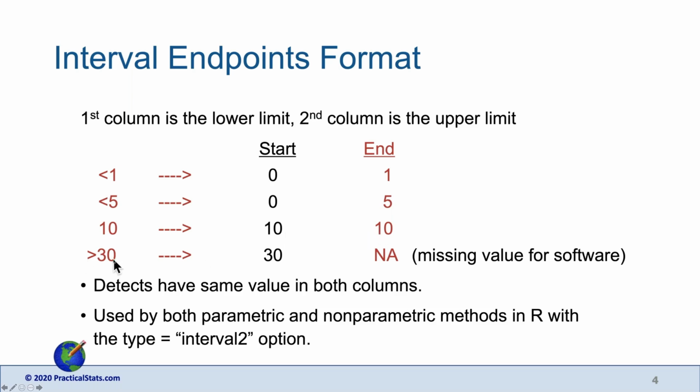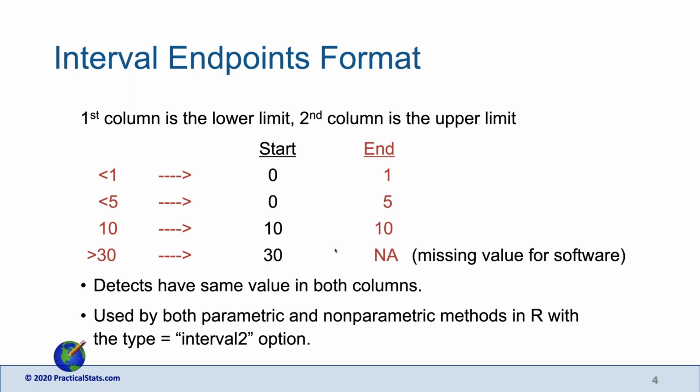And then what about greater thans on the upper end? Well, the lower limit would be that limit of 30 in this case, if it's greater than 30, and the upper end is a missing value. And that's pretty typical in software. The missing value is used to indicate going up to infinity. And so if it's greater than 30 and you don't know anything else other than that, it's from 30 up to infinity somewhere. Okay, so it's somewhere beyond 30, and that's what you know.